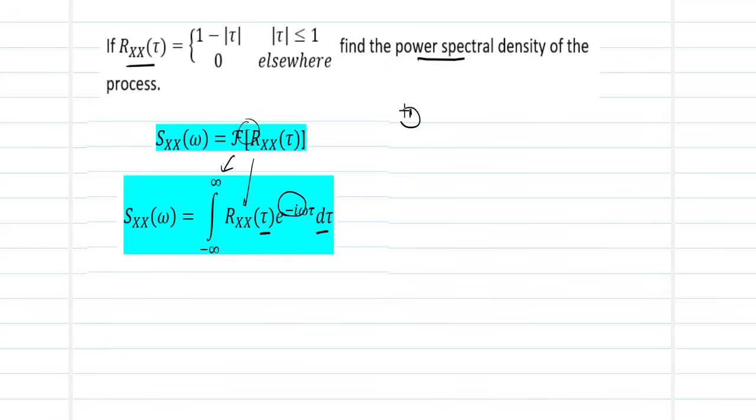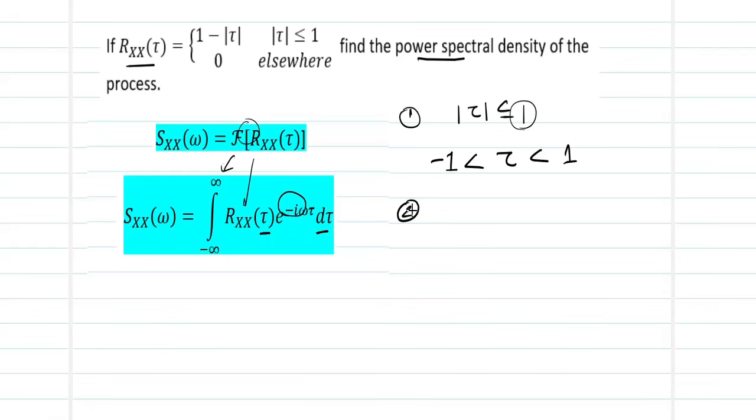Now step number 1, we will look into the modulus of the limit. The limit is modulus tau less than or equal to 1. Modulus is a quantity that varies between positive and negative. So the positive value is plus 1 and the negative value is minus 1. So I have my tau varying between minus 1 and plus 1. So this is my first step.